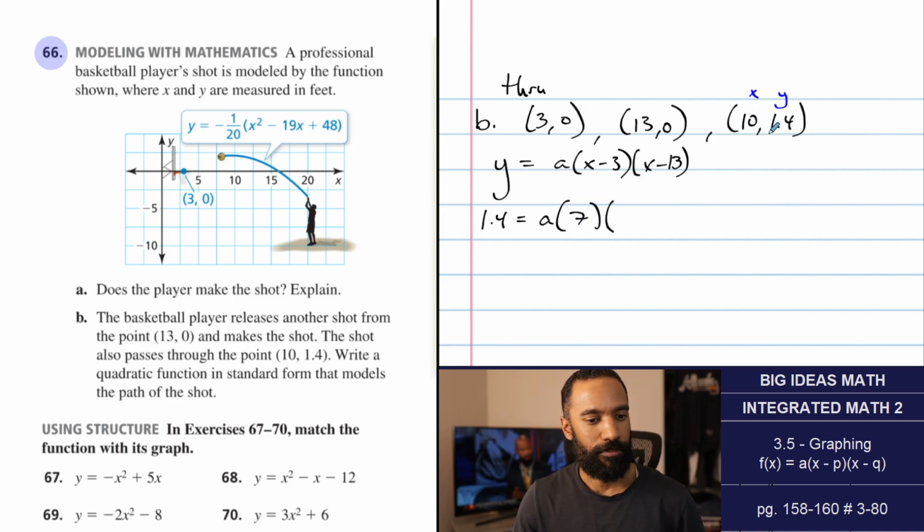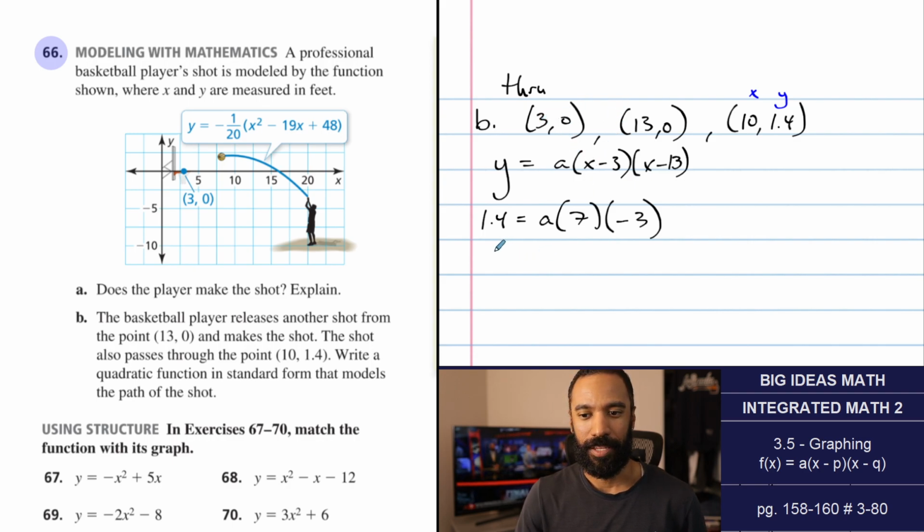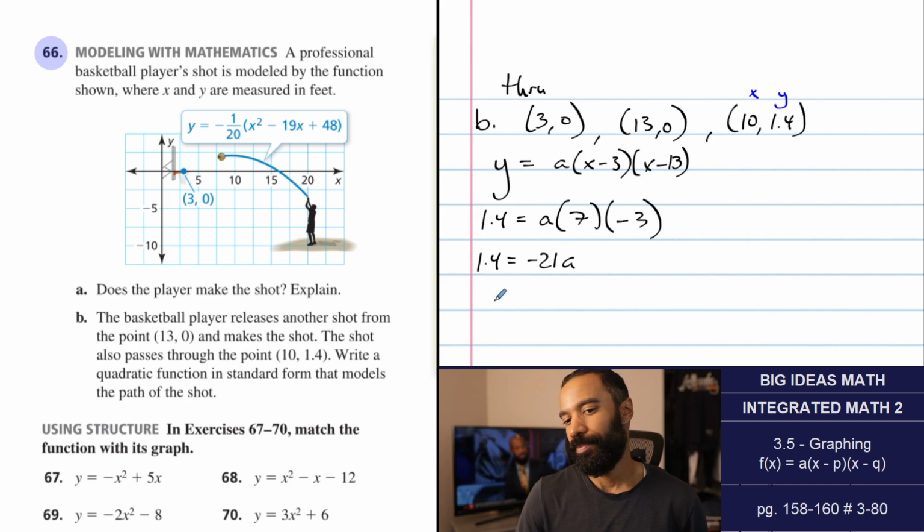Oh, that's a little vertex, isn't it? 10 minus 13 is negative. Oh, no, it's not. Wait, 10 minus 3 is 7. I was going to say negative 7. We're good. It's not a little vertex. Duh, the vertex is at 8, something. 1.4 equals negative 21a. A is 1.4 over negative 21.